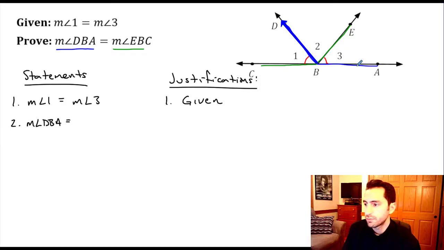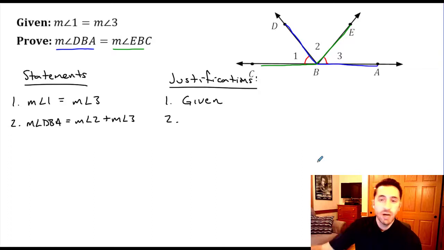For example, the measure of angle DBA, if I take a look at what makes up that angle, is the same as the measure of angle 2, from here to here, plus the measure of angle 3. If I put those two angles together, I get this angle DBA. So this is the same as the measure of angle 2 plus the measure of angle 3. Now my justification for this: I'm adding two angles together, giving me a bigger angle. This is a postulate we've already established. This is the angle addition postulate.